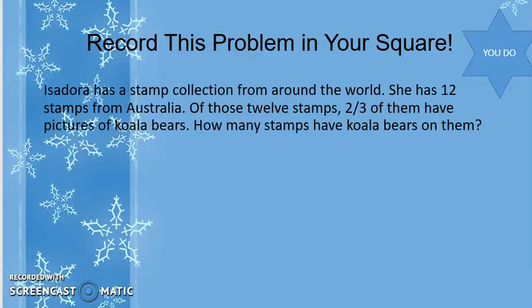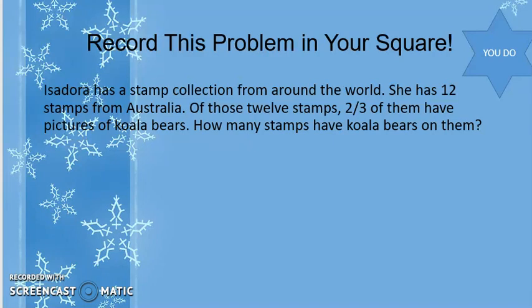Okay, welcome back. So we've been working on this problem where Isadora has stamps from all around the world. Specifically, we're looking at her Australian stamps this time. And we know that she has 12 of them, and 2/3 have koala bears on the stamp. And we want to know how many stamps have koala bears on them in total.